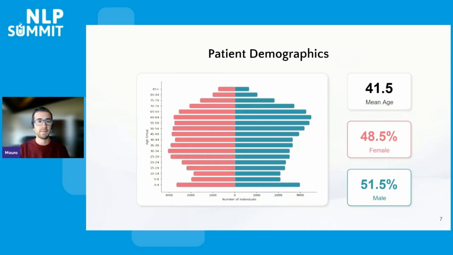Okay, here you can have a better idea of the kind of patients that were included. On your left, you can see the population pyramid with the distribution of the patients in terms of age group and gender. The mean age of the patients is 41.5 years. 48.5% of the patients are female and 51.5% are male.